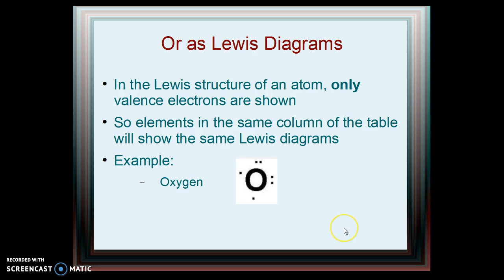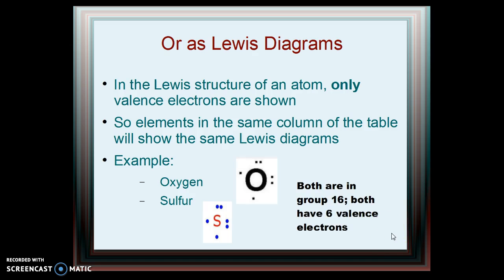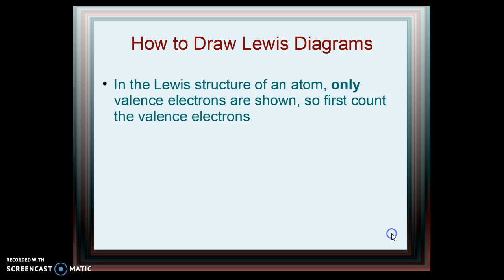Oxygen. Oxygen has 8 electrons, but 2 of them are in the inner core, the helium core, if you want to call it that. And so it has only 6 valence electrons, and here they are. 1, 2, 3, 4, 5, 6 valence electrons. But if you look at sulfur, right below it, since it's in the same column of the periodic table, it too has 6 valence electrons. Selenium and tellurium would have the same Lewis structure. So oxygen and sulfur are both in 16, and they both have 6 valence electrons.